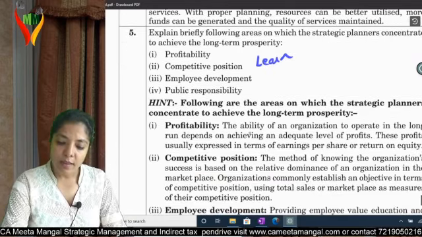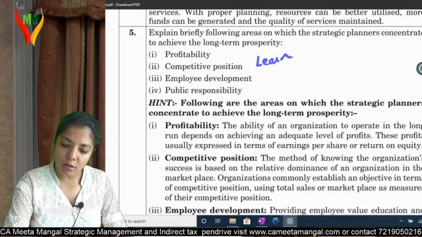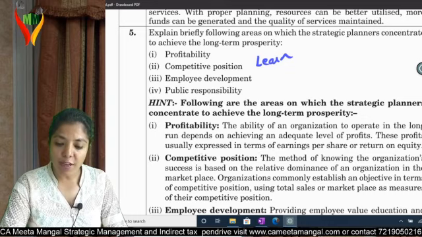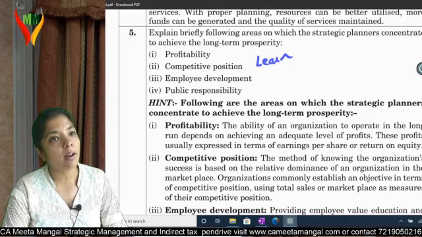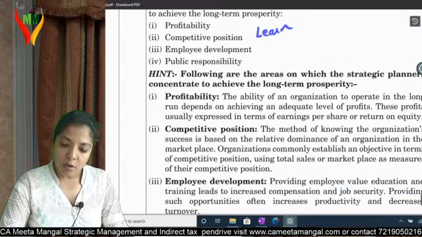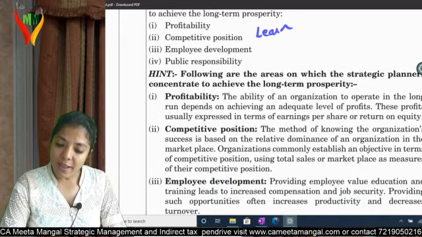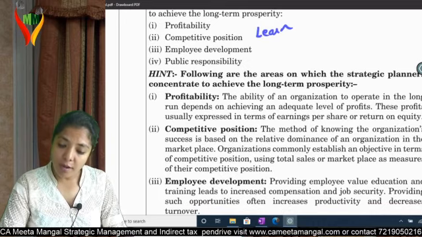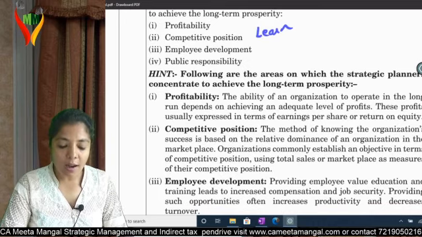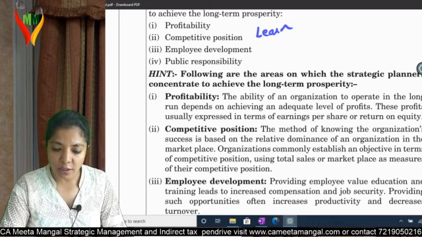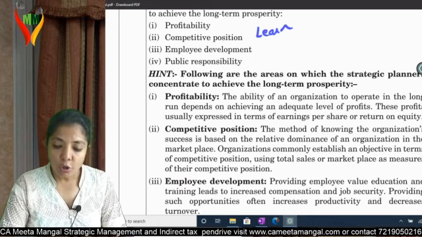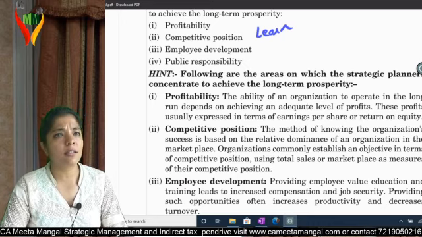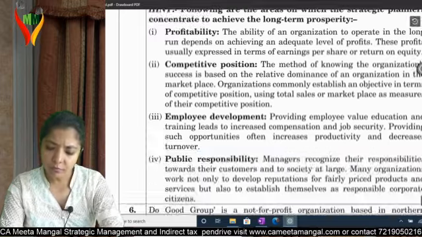Profitability: the ability of a company to operate in the long term depends on achieving an adequate level of profits. This profit is usually expressed in terms of earnings per share or return on equity. Competitive position: the method of knowing the organization's success is based on the relative dominance of a company in the marketplace. Organizations commonly establish an objective in terms of competitive position using total sales or marketplace share as a measure of the competitive position. This is just a general answer, you have to learn it.